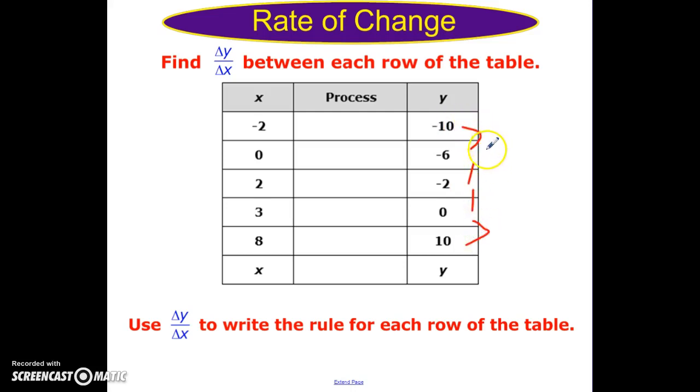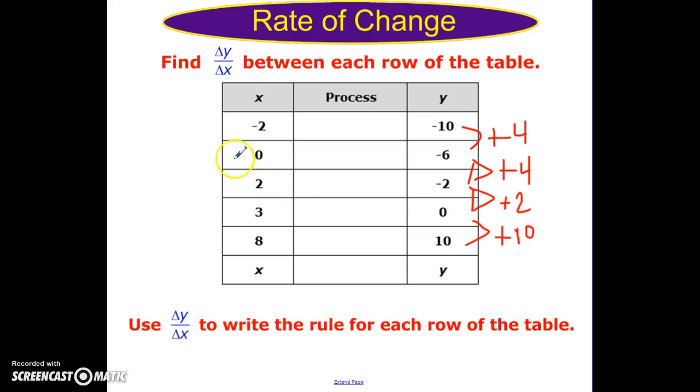So -10 going to a -6, we're adding 4. -6 moving to a -2, we're adding 4. -2 moving to 0, we're adding 2. And 0 moving to 10, we're adding 10.